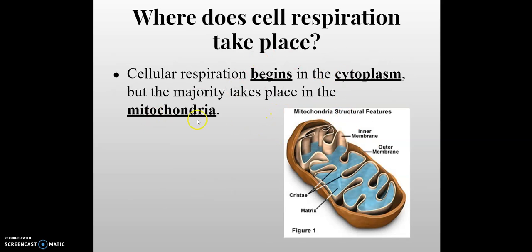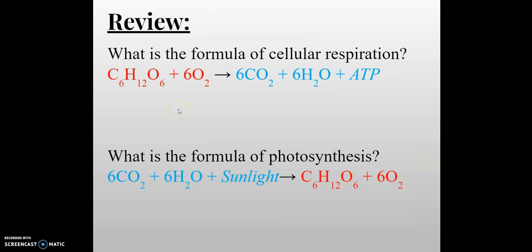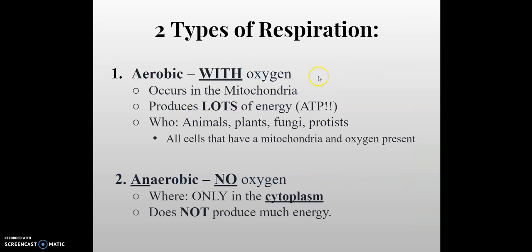We should know the equation. We should know what happens in the cytoplasm and the mitochondria. If you're prokaryotic, you should know that it works in the cytoplasm because they don't have mitochondria, while the rest of us want to get it to the mitochondria because it gives more energy if we get it to the mitochondria. So we're going to talk about the two different types of respiration today.